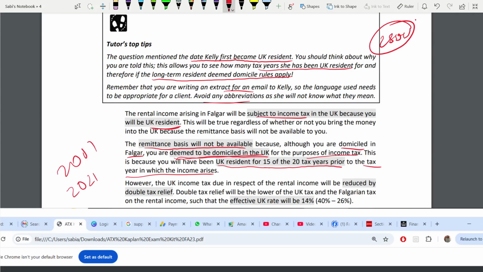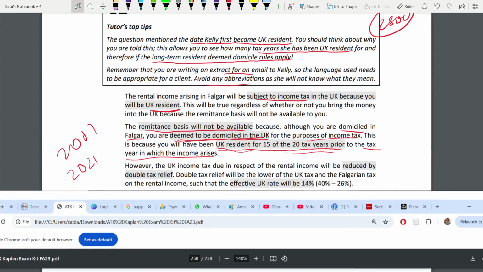Even if you're not domiciled, you can be deemed domiciled if certain conditions are met. One, UK resident for 15 out of 20 tax years before the tax year in which income arises. So this is the condition here. Now, you are going to get some tax relief. What is the tax in Fulgur? 26%. In UK, higher rate tax is 40%. So the difference is 14%.